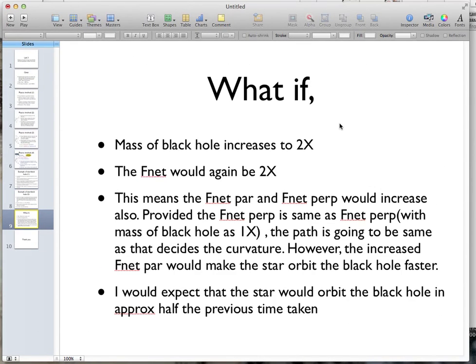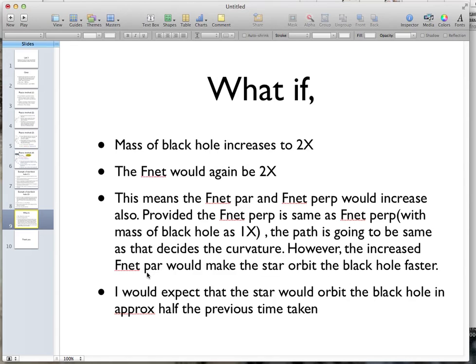Now let's try to address the what-if case. If the mass of the black hole goes to 2 times, the F net is going to increase to 2 times. This means that the F net parallel and perpendicular also need to increase. But let's assume that F net perpendicular is the same as when the mass of the black hole is 1 time. The path which the star takes is going to be the same, because F net perpendicular is the component that decides the curvature. However, it cannot happen. That means F net parallel must increase to give the net F net.